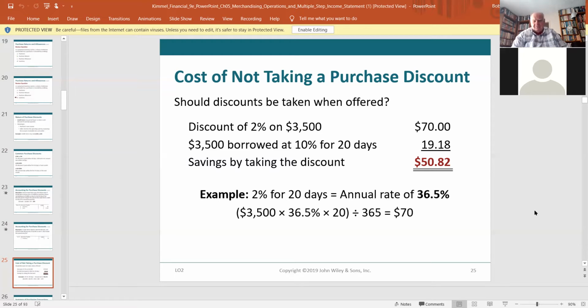So the calculation of this is not terribly important, but this is worth a point on the test, I bet, in terms of a question. Should you take the discount? And how much is involved.